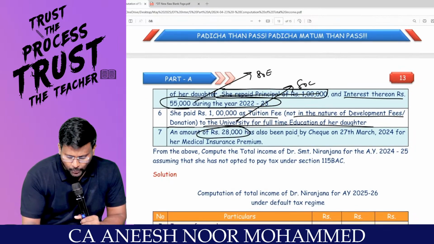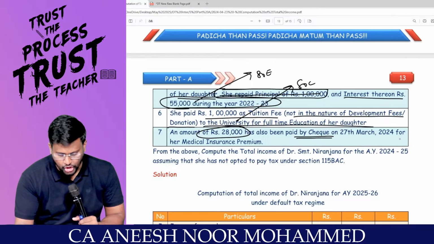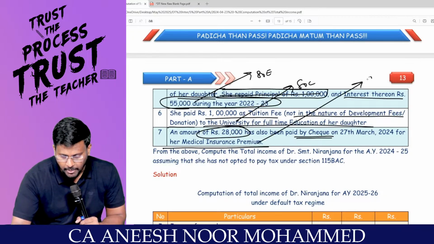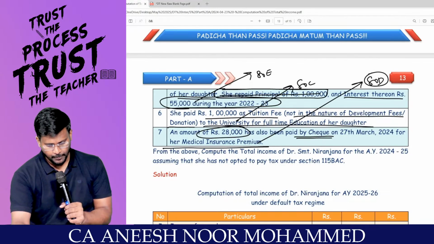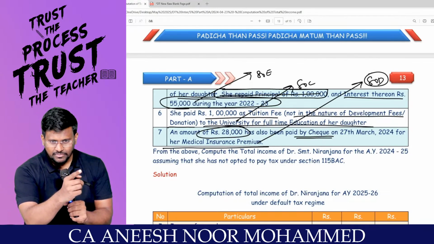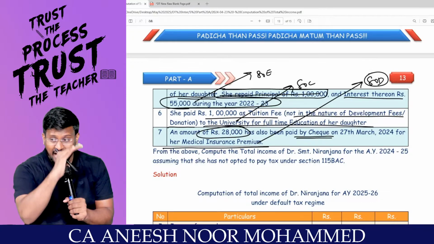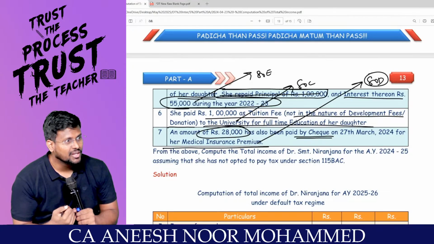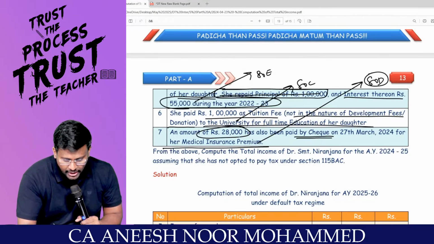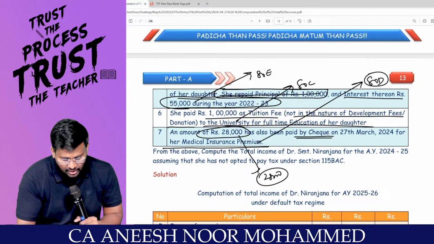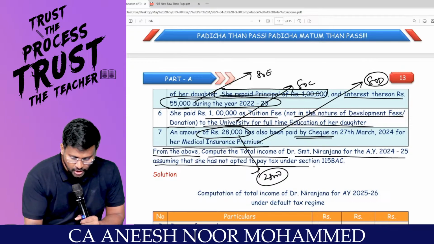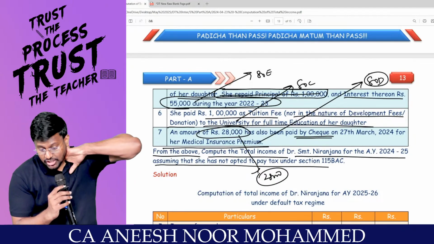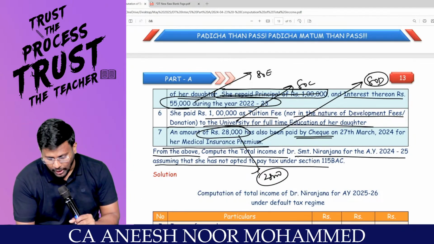An amount of 28,000 has been paid by cheque for her medical insurance premium, 80D. D stands for doctor. Medical insurance premium paid by cheque. What is her age? 60. Sir, first limit 50,000. But she paid only 28,000, so 28,000 rupees will be allowed. Correct? From the above, compute the total income of Srimati Niranjana for the assessment year 24-25, assuming that she has not opted to pay tax under 115BAC.